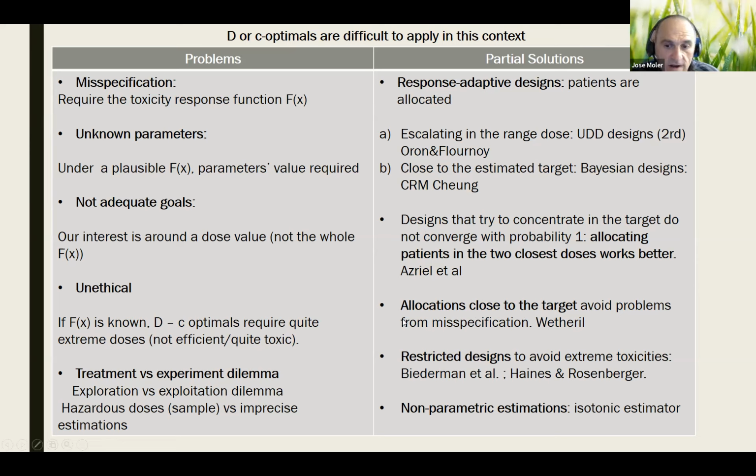Another partial solution are restricted designs, which are given in Biederman et al. and Haynes and Rosenberg. The idea is to avoid the allocation of patients over a level of toxicity that we fix. But this level of toxicity should be higher than the target because we need to have information around the target dose. Finally, in order to avoid problems of misspecification, another advice is to use non-parametric estimations, for instance, the isotonic estimator in our case.